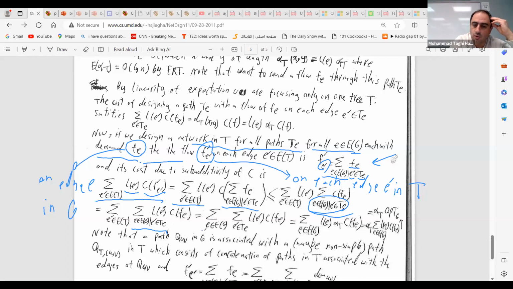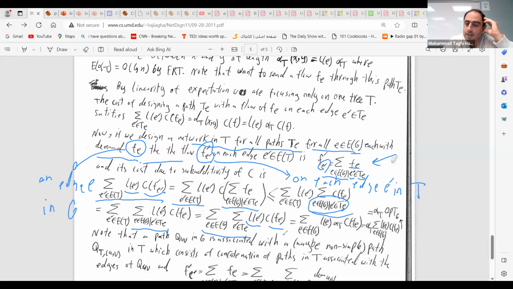Now here I will change the order of the sigma. I will essentially do some kind of double counting. Instead of doing it for all E prime, I will consider all E that belongs to E of G, and then E prime that belongs to T of E, L of E prime times C of E. So this is just essentially changing the order.